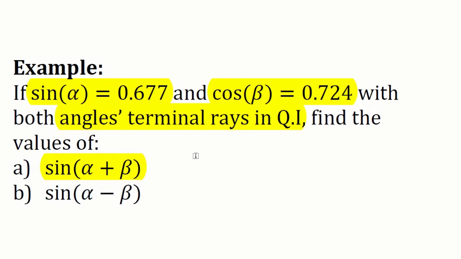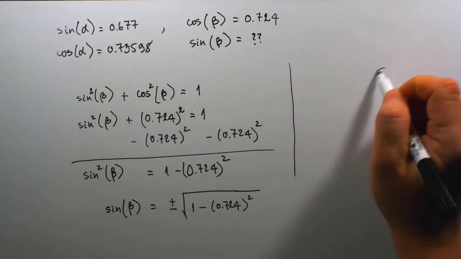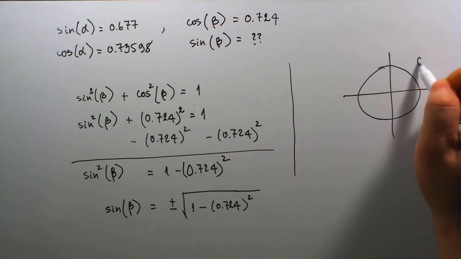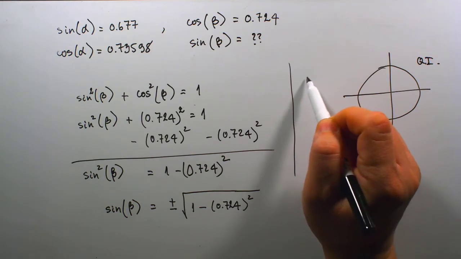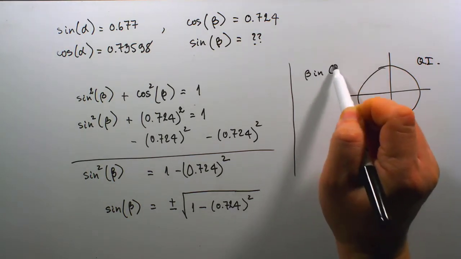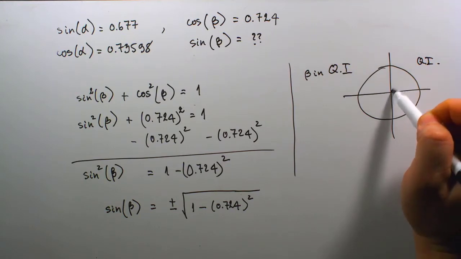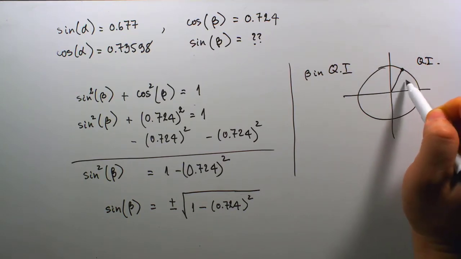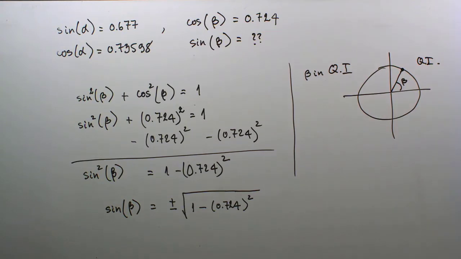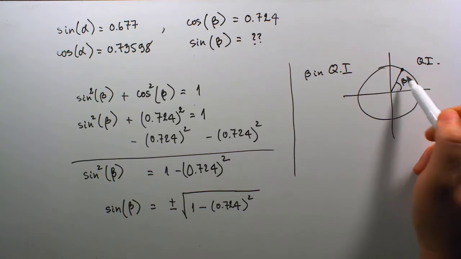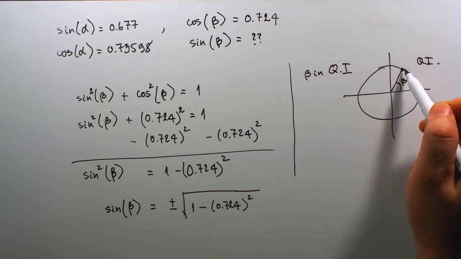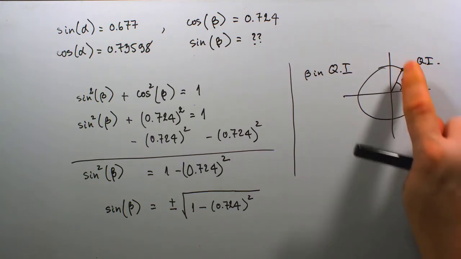again, with both angles terminal rays in quadrant 1, that means we can imagine that here's our unit circle. Quadrant 1 is here. And according to what I've shown on the computer screen, beta is also in Q1. So beta in Q1 means we can think about some angle right there, and that's beta. Being in quadrant 1 means a positive sine and also positive cosine. But this time we primarily are going to focus on positive sine beta.